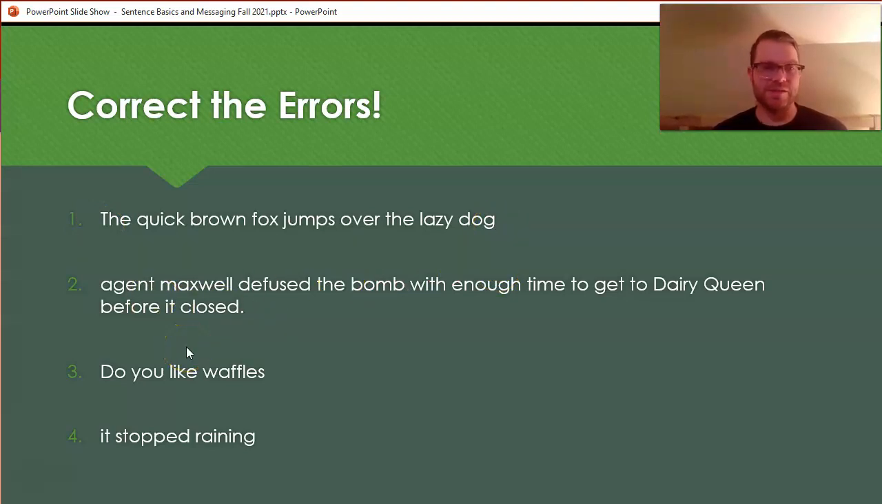Number 2 is the opposite. This one has its end mark, but we have some capitalization errors early on. Both agent and Maxwell should be capitalized. First of all, because they're proper nouns, but second of all, because agent is the first word in the sentence.